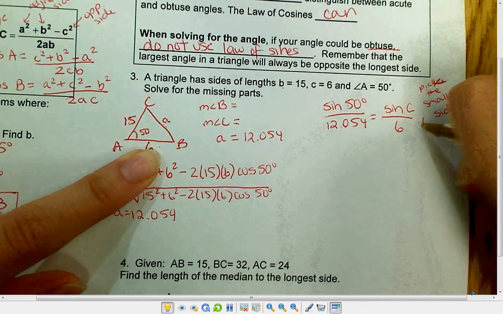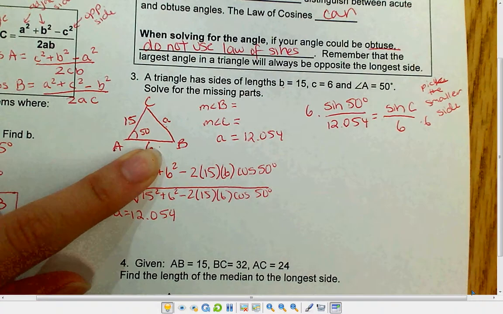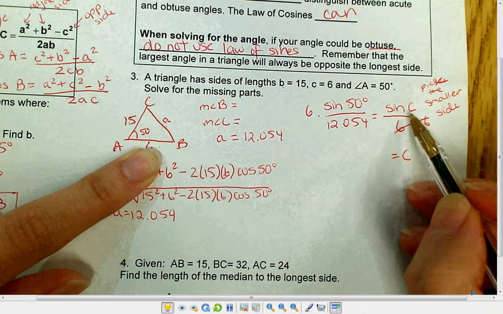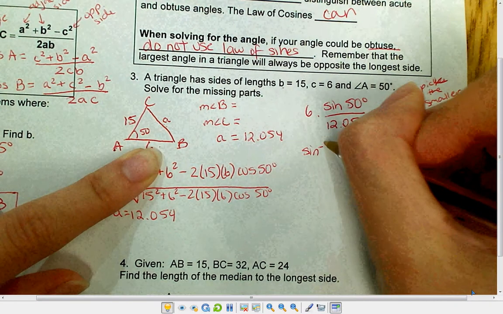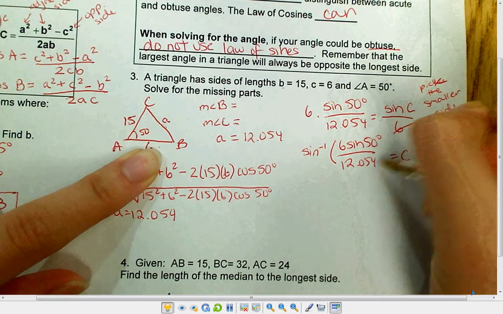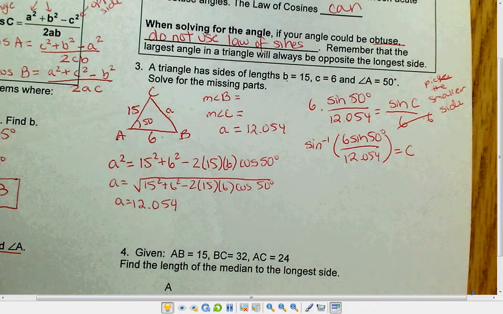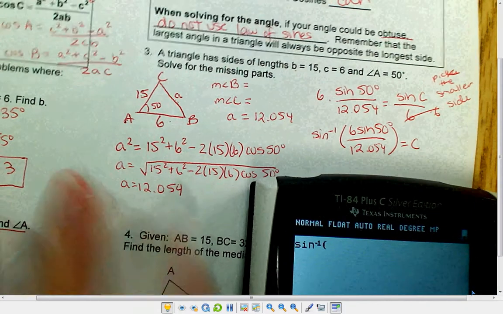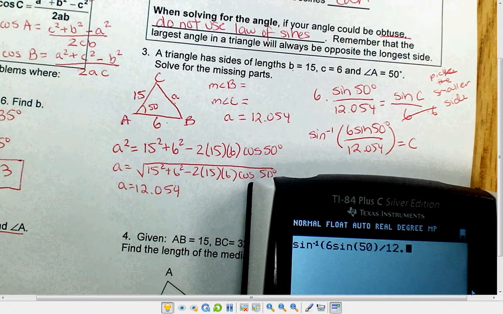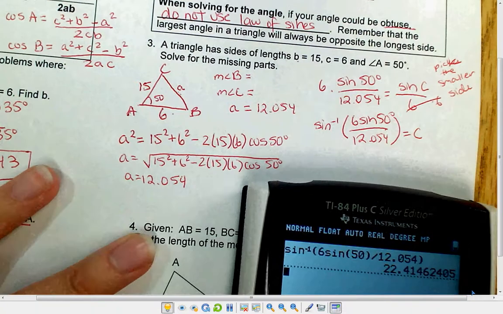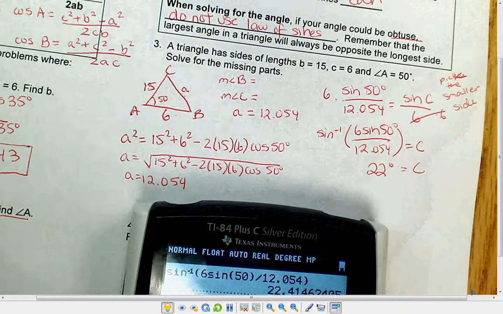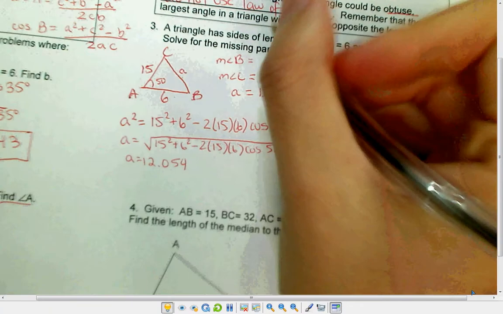So now this is just law of sines. Multiply by 6 on both sides. And then to solve for C, we have to undo the sine. So this is just inverse sine of everything here. We're going to put this into our calculators. Second sine, 6 sine 50. Close your parentheses, divided by 12.054. And this gives us an angle of, because this is an angle, we know it's going to be a whole number, 22 degrees. That's our angle C.